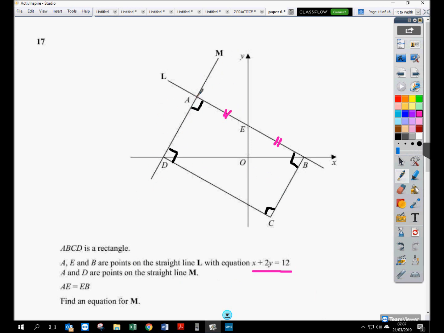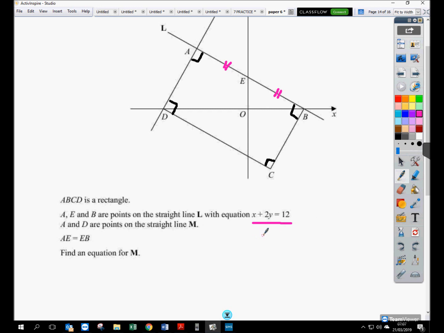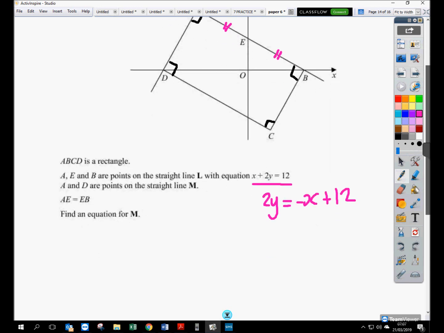Okay, well, first of all, I know that line M and line L are perpendicular. So if I work out the gradient of line L, I can easily work out the gradient of line M. And how do you work out the gradient of a line? Well, if you're given the equation of the line, you can rearrange it into the form y equals mx plus c. This is not y equals mx plus c at the moment. It's now 2y, but I can divide everything by 2. So if I divide each term by 2, I end up with y equals minus half of x plus 6. I've divided every term by 2 there. And now I know the gradient is negative a half.